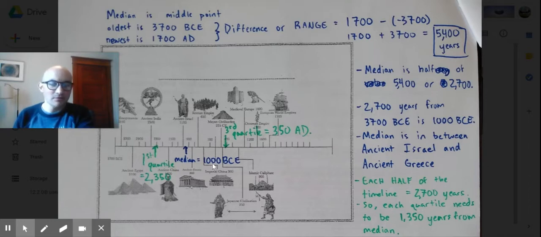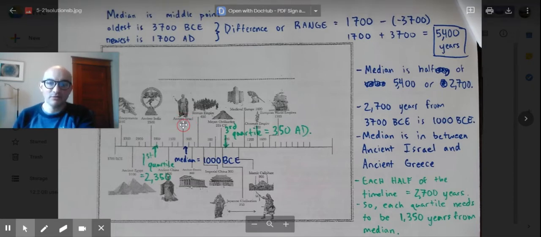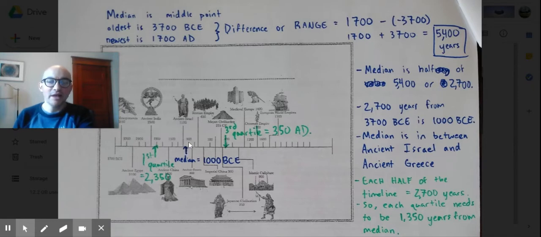Okay, and in this particular timeline, it's right in between ancient Israel over here for 1100 BCE, and ancient Greece over here at 800 BCE. So it's just right in between the marks between 1100 and 900.